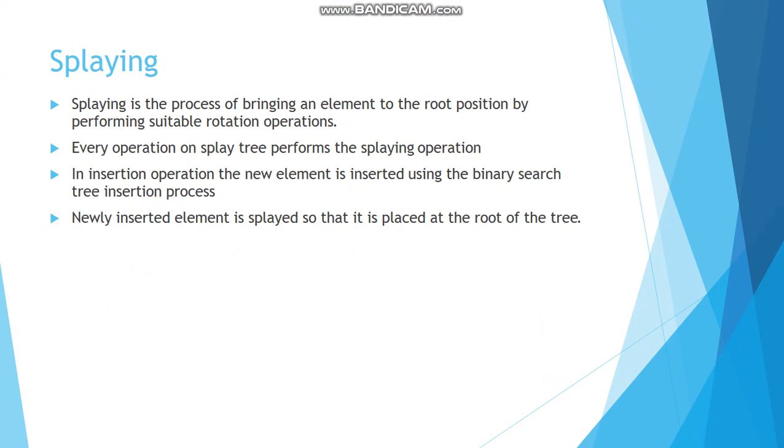Splaying an element is the process of bringing the element to the root position by performing suitable rotation operations. By splaying elements, we basically bring more frequently used elements closer to the root of the tree, so that any operation on those elements is performed quickly. Every operation on Splay tree involves the splaying operation.